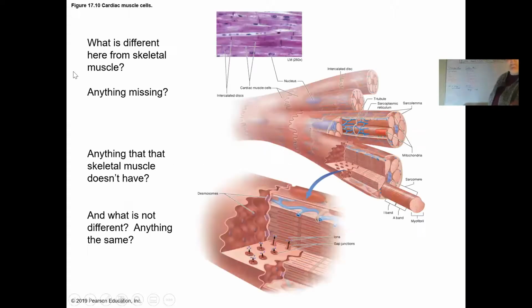All right. So what's different between skeletal and cardiac? Here you see a picture. Can you see up toward the top here? You can see the skeletal muscle histology. You can reach back in your memory to, it says cardiac muscles histology. Can you reach back in your memory to the skeletal muscle? What does skeletal muscle look like?